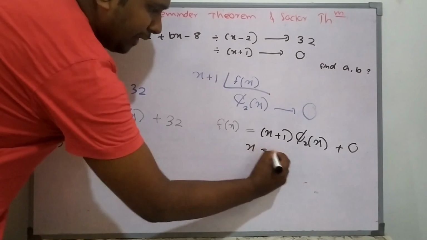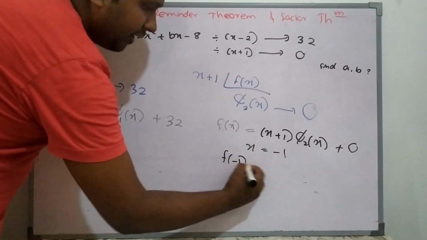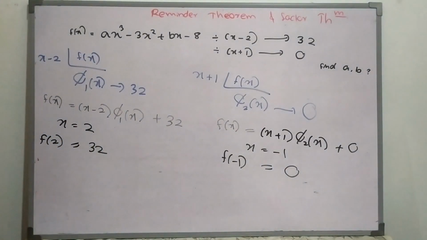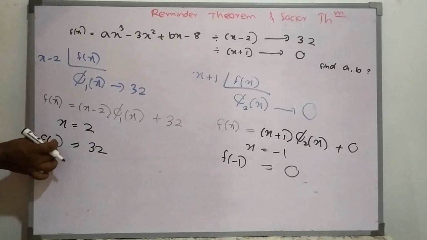Here I am just putting minus 1. f(minus 1) equals 0. What is f(2)? f(2) means you have to put 2 into the function, right? Put 2 into the function.